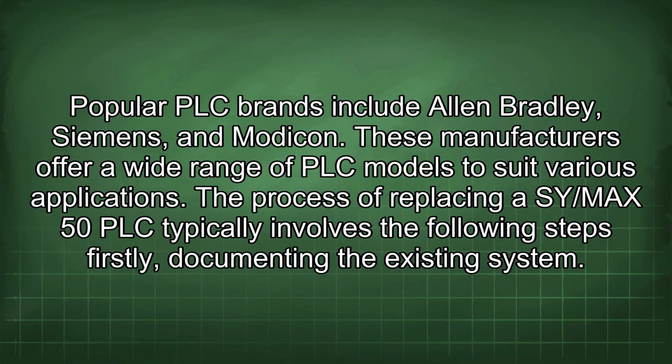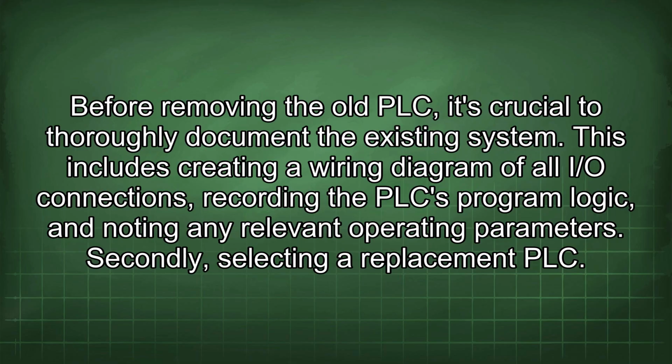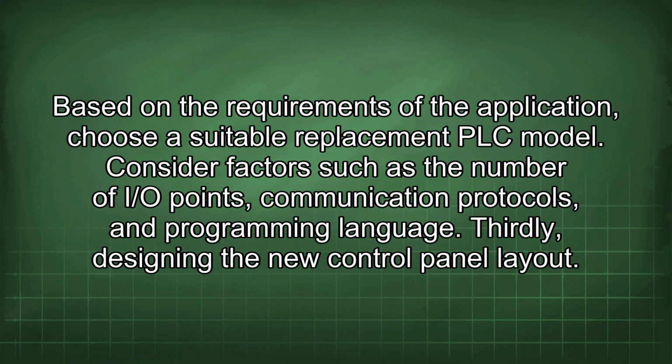Firstly, documenting the existing system. Before removing the old PLC, it's crucial to thoroughly document the existing system. This includes creating a wiring diagram of all I/O connections, recording the PLC program logic, and noting any relevant operating parameters. Secondly, selecting a replacement PLC. Based on the requirements of the application, choose a suitable replacement PLC model. Consider factors such as the number of I/O points, communication protocols, and programming language.